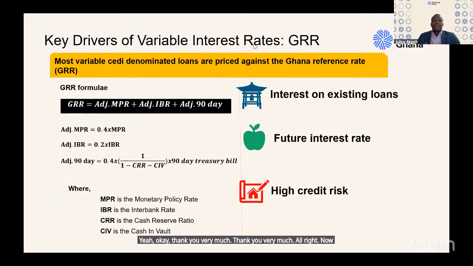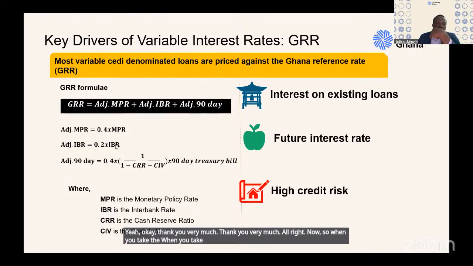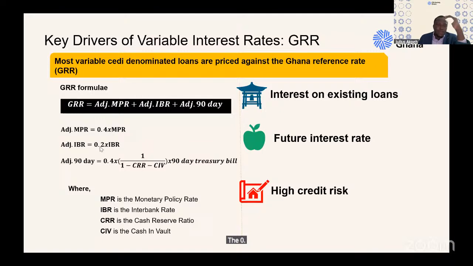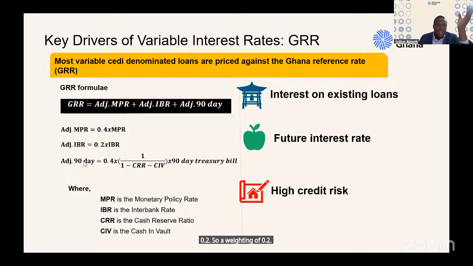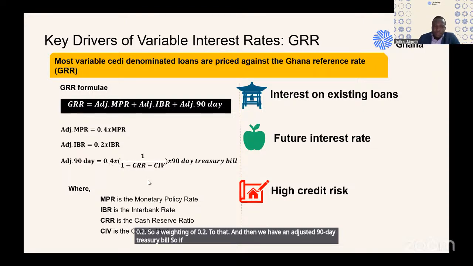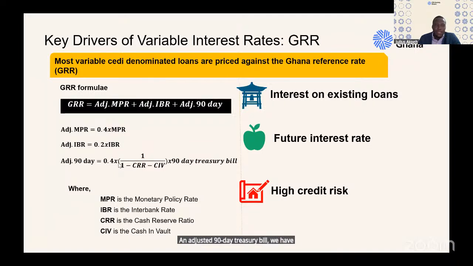Now, when you take the GRL, we have something called adjusted MPR. A weighting is applied to MPR: 0.4 times the MPR. Then we have an adjusted interbank rate, the rate at which banks borrow among themselves overnight. Overnight lending gets a weighting of 0.2. And then we have an adjusted 90-day treasury bill, with a 0.4 weight applied to that.